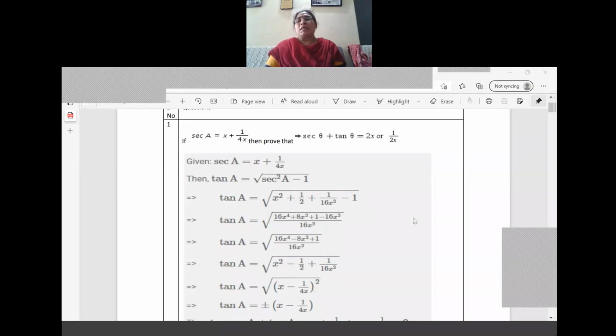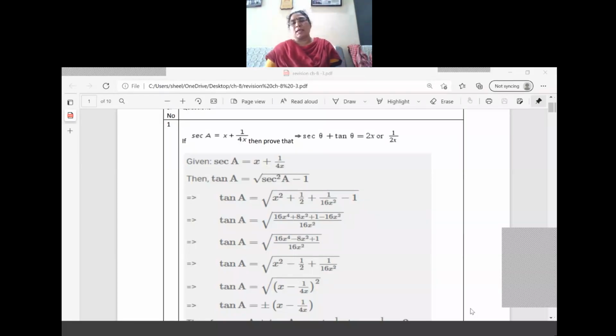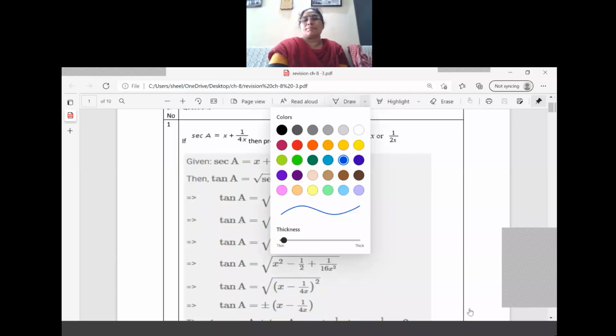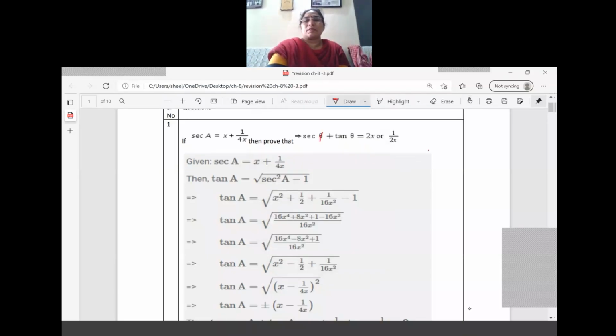So, here sec and tan are connected with which formula? 1 plus tan square theta equals sec square theta. That is the second identity. So by using this one, we are finding tan theta. Here I have used A only, so here I should change it to tan A, and we need sec A plus tan A, right? So here tan A is written as the root of sec square A minus 1 only.